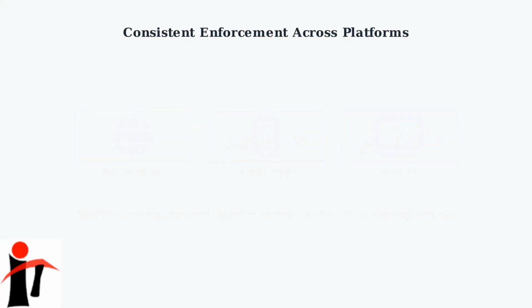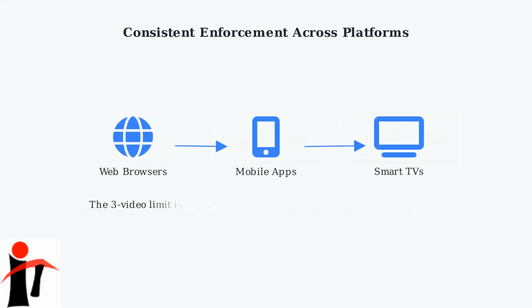This restriction isn't limited to just one platform. YouTube consistently enforces the 3-video limit across web browsers, mobile applications, and even smart TV apps. This comprehensive approach ensures users can't simply switch devices to bypass the restriction.